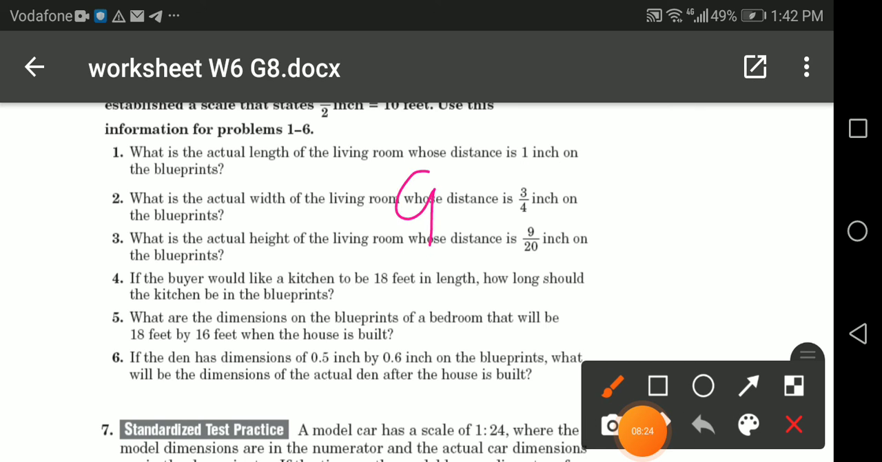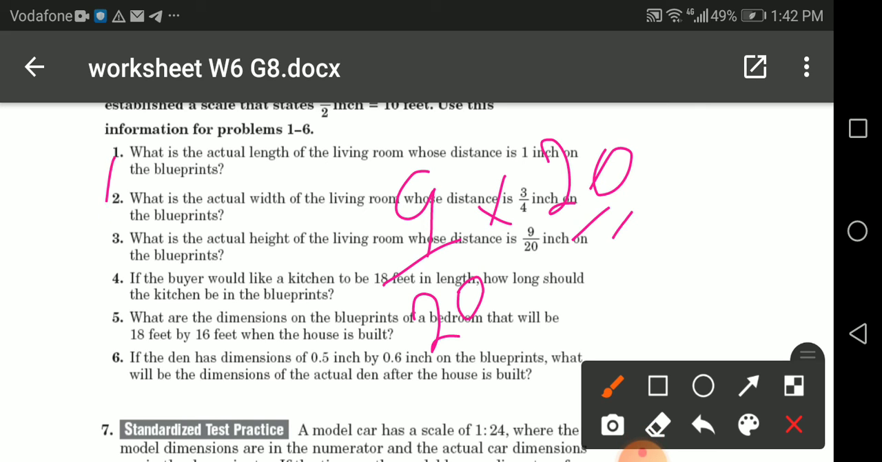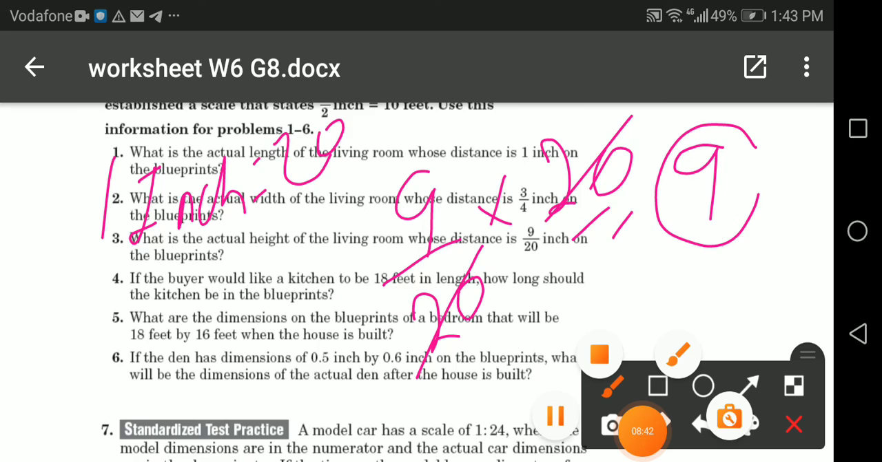What is the actual height of the living room whose distance is 9/20 inch on the blueprints? So I will multiply 9/20 by what, guys? By 20. Okay, why 20? Because 1 inch, as I told you, equals 20. So 20 divided by 20, simplify. So the answer will be just 9.